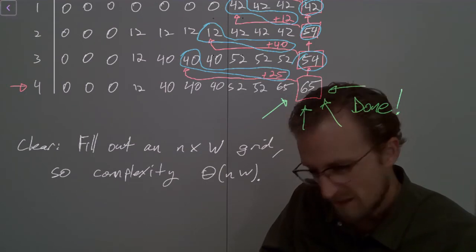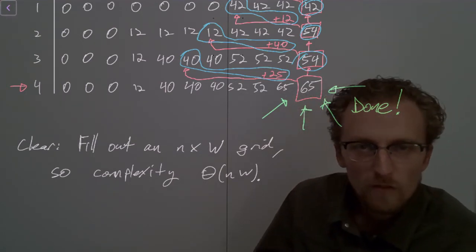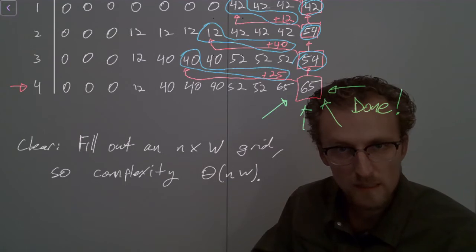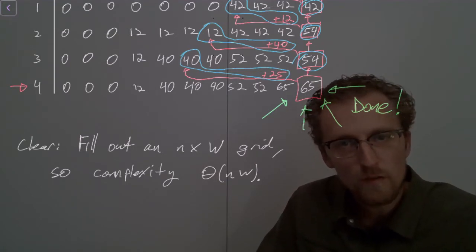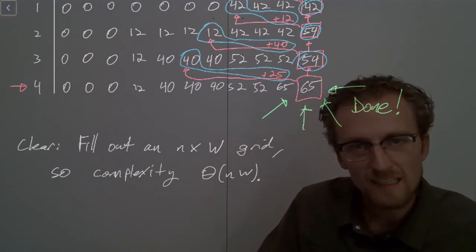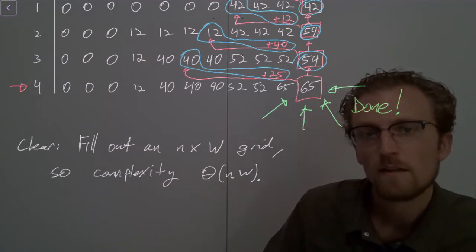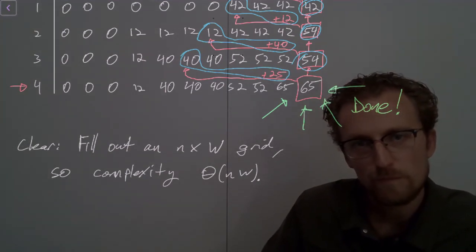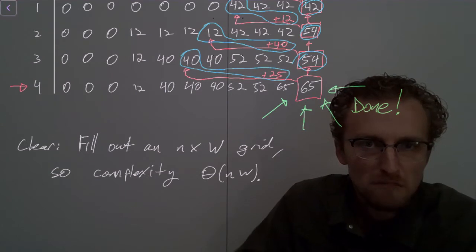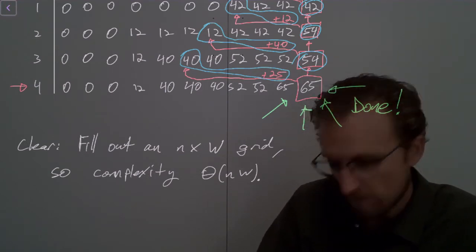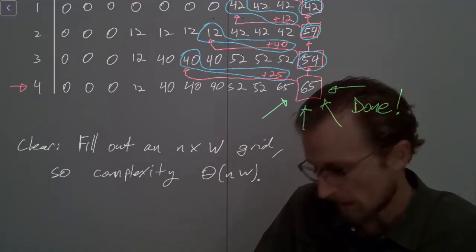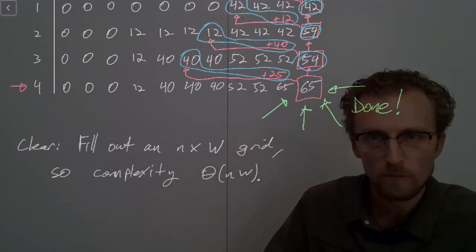Okay, so it's linear in the number of items for a fixed capacity, or alternatively, it's linear in the capacity for a fixed number of items, or you could say it's bilinear in the number of items and the capacity. Okay, the value of the capacity. We'll talk a little bit more about that in a little bit.